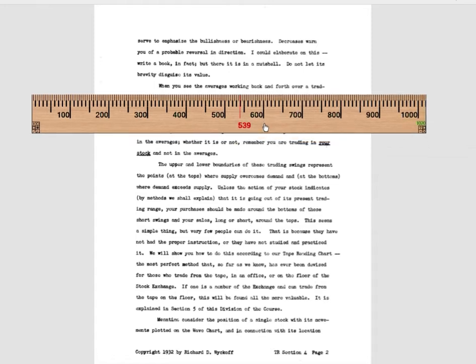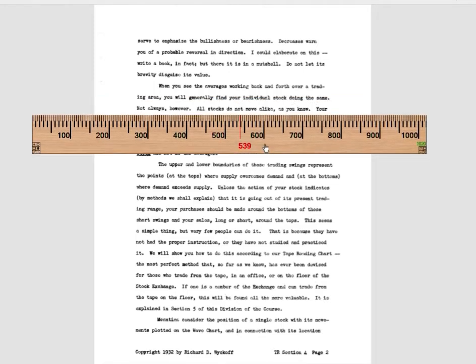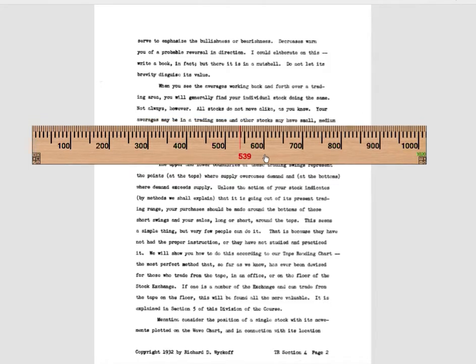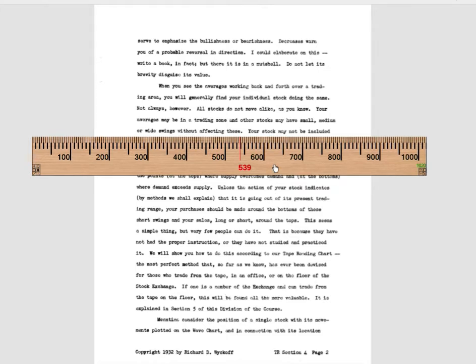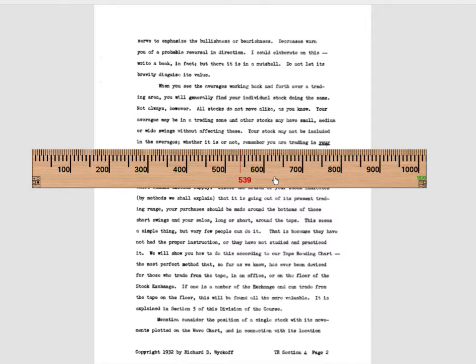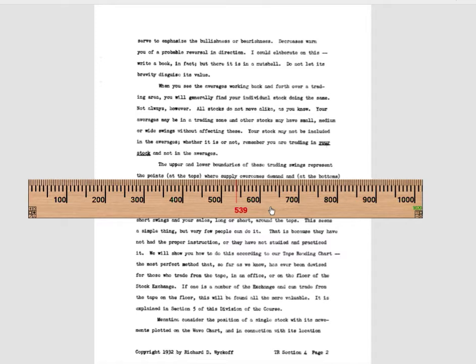When you see the averages working back and forth over a trading area, you will generally find your individual stocks doing the same. Not always. All stocks do not move alike, as you know. The averages will be in a zone, and a stock may have small, medium, or wide swings without affecting these. Your stocks may not be included in the averages. Whether it is or not, remember you are trading your stock and not the averages.